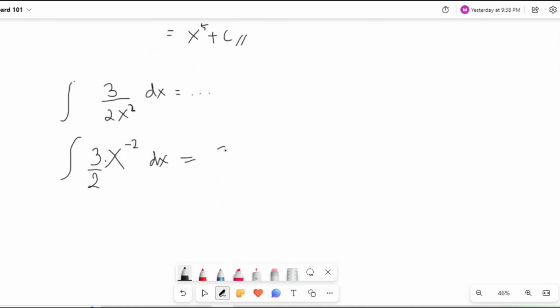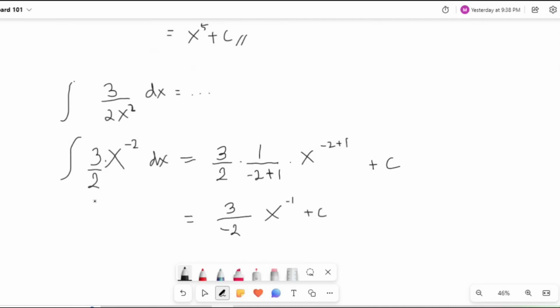Okay, so what you do, careful, is still the same. Minus 2, you move it down, right? So in order to avoid confusion, I just make it 3 over 2 times 1 over minus 2 plus 1, times x to the power of minus 2 plus 1, plus c. So I have 3 over minus 2 plus 1, which becomes minus 1, isn't it? 2 times minus 1 is going to be negative 2. Correct me if I'm wrong. x to the power of minus 2 plus 1 is going to be x to the power of minus 1, plus c.